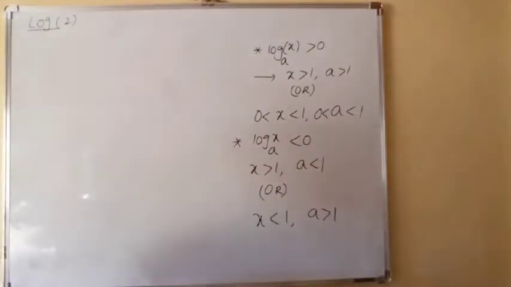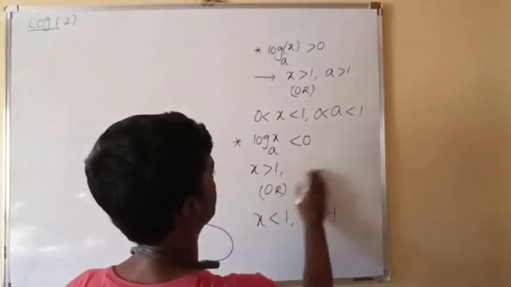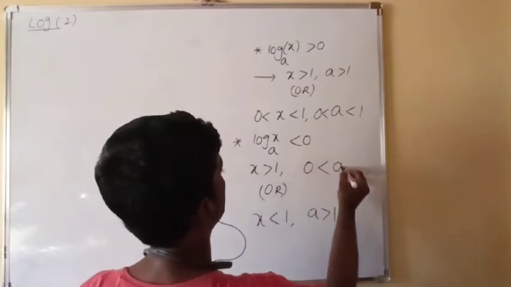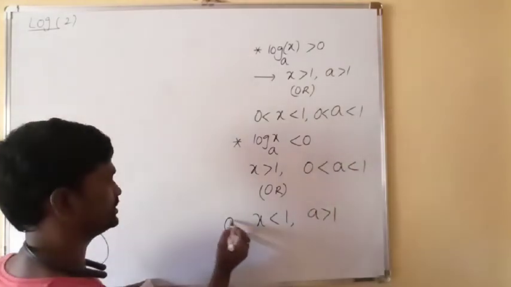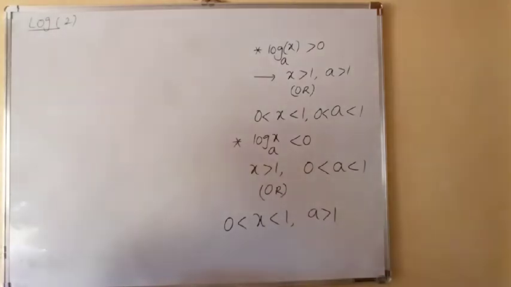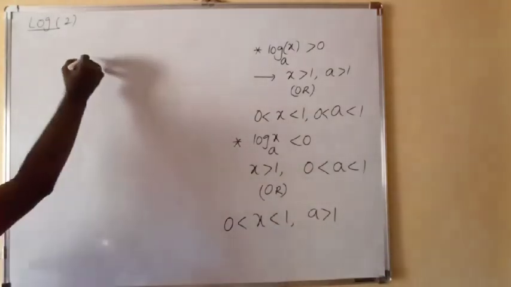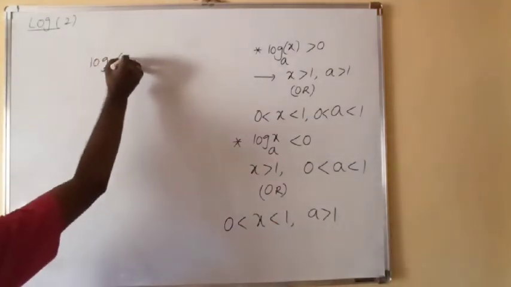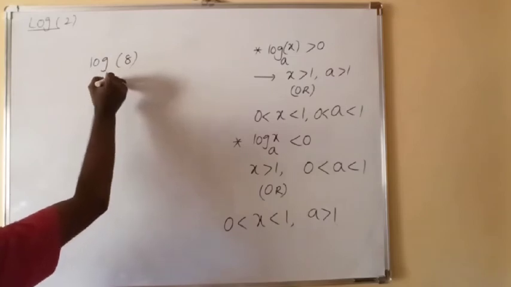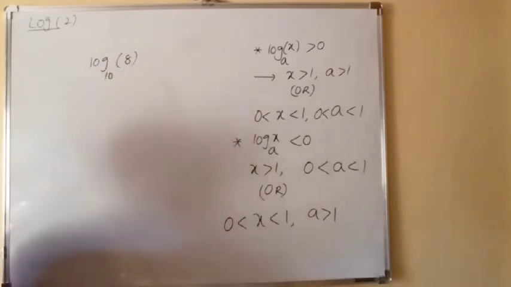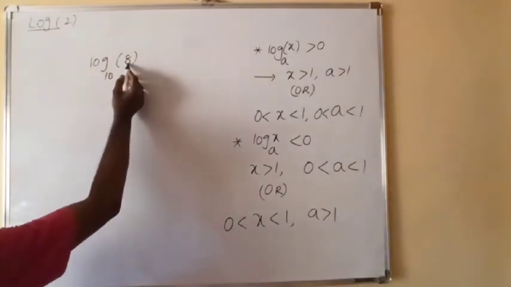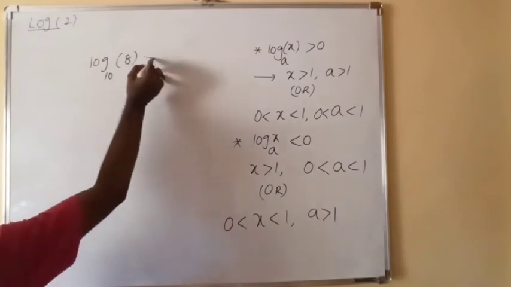Okay, a less than 1 means 0 less than a less than 1. Here x less than 1 means 0 less than x less than 1. Suppose it is given like this, log 8 to the base 10, whether it is a positive quantity or a negative quantity. Both x and a are greater than 1. So it is positive.